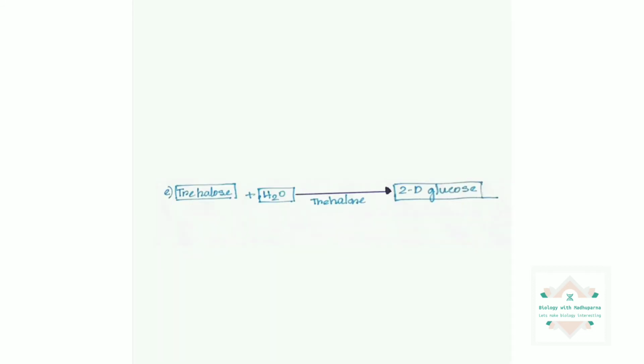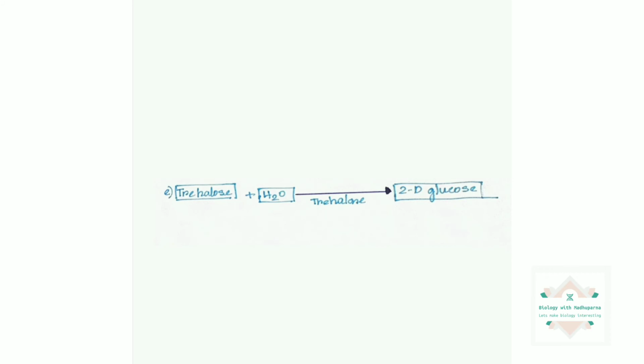And our last disaccharide is trehalose. Trehalose also consists of 2 molecules of glucose. So if we hydrolyze trehalose, the enzyme trehalase will convert this trehalose into 2 molecules of glucose, which can further go into the glycolytic pathway in the usual way.